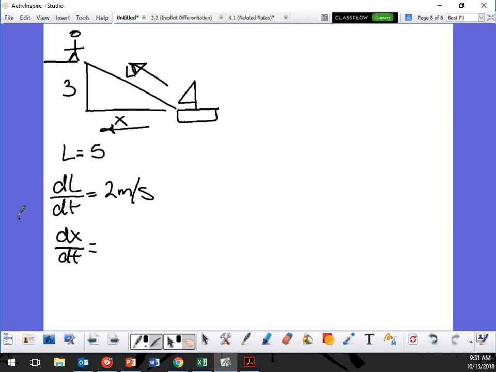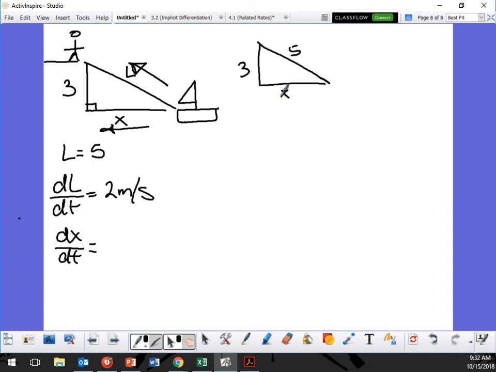Okay, so a couple things that we know. It says L is 5. That's a right triangle, isn't it? So if L is 5, I have a little triangle right here. Looks like this. This is 3. That's 5. Can I find this piece right here? Yes, you can.